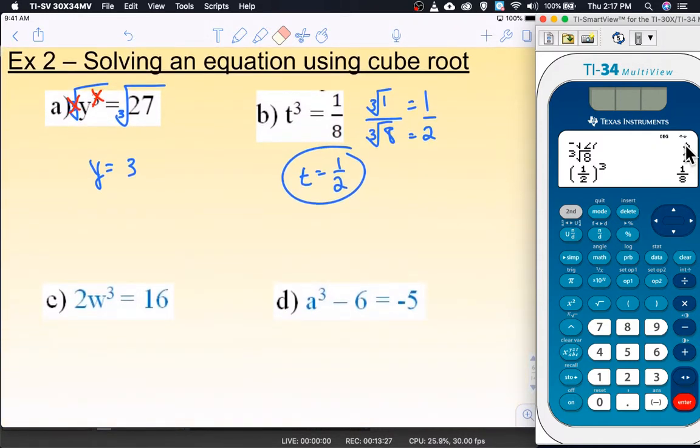Okay, 2 for me and 2 for you. Go ahead and pause the video, try these 2 on your own. When you're ready to continue, hit play, and we will go through them together.